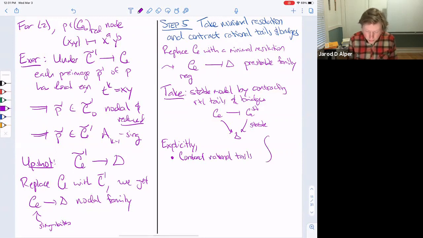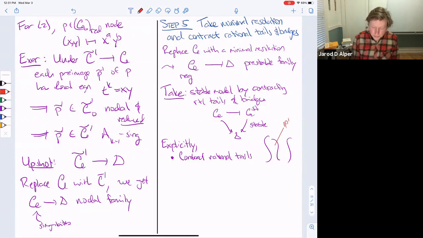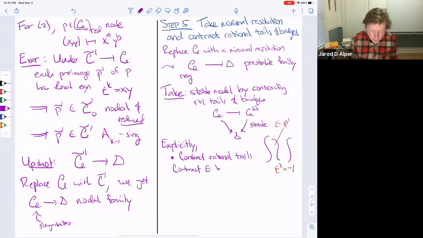So these might look like a family of curves like this, where the central fiber is just a P1 like this. And what we've seen is that E squared here is -1. And so you can contract E by Castelnuovo. And then what that gives you, if you contract all of the -1 curves, and you show that that process terminates, is the relative minimal model.